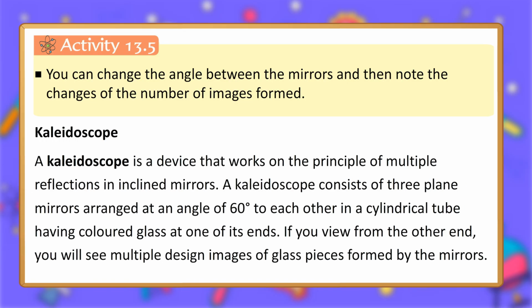Kaleidoscope. A kaleidoscope is a device that works on the principle of multiple reflections in inclined mirrors. A kaleidoscope consists of 3 plane mirrors arranged at an angle of 60 degrees to each other in a cylindrical tube having colored glass at one of its ends. If you view from the other end, you will see multiple design images of glass pieces formed by the mirror.